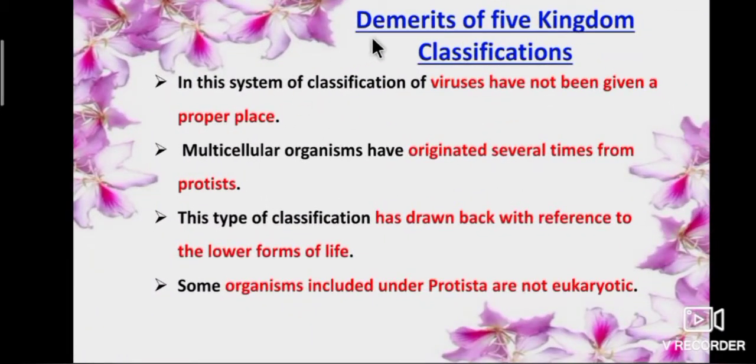Next, we will learn about demerits of five kingdom classification. In this system of classification, viruses have not been given a proper place. Multicellular organisms have originated several times from protists. This type of classification has drawbacks with reference to the lower forms of life. Some organisms included under Protista are not eukaryotic.